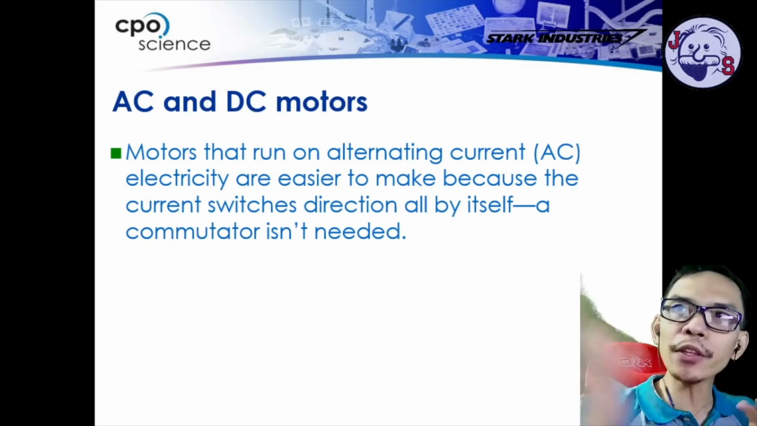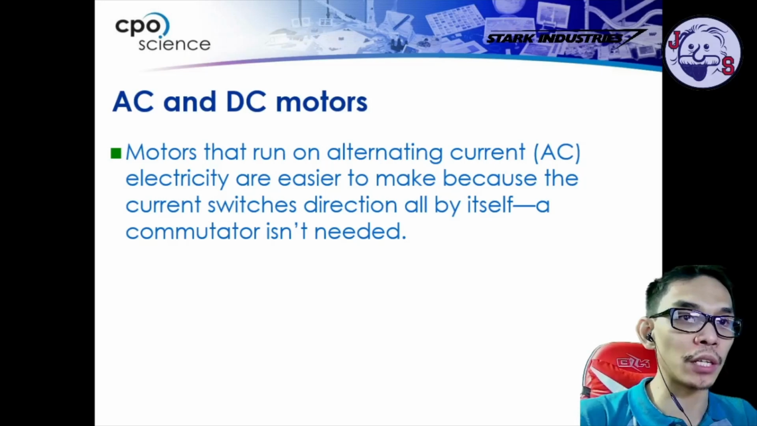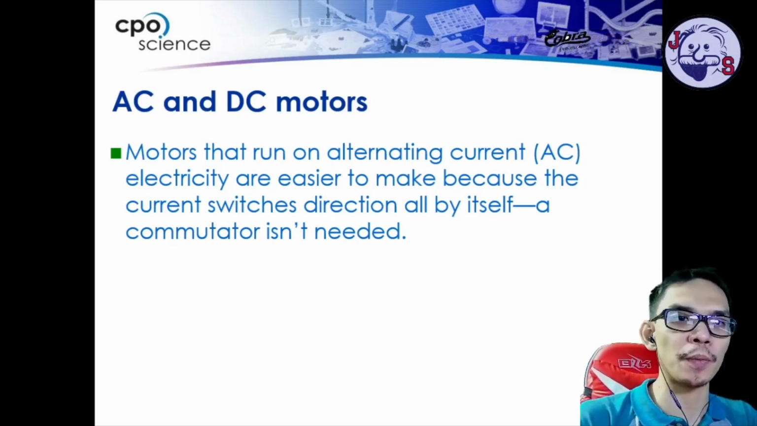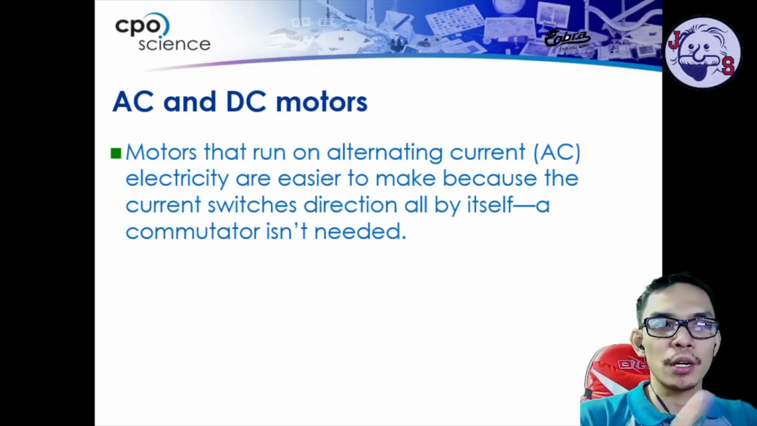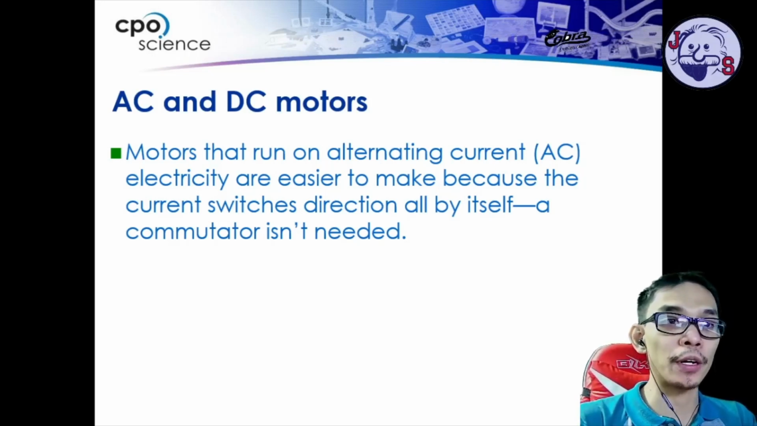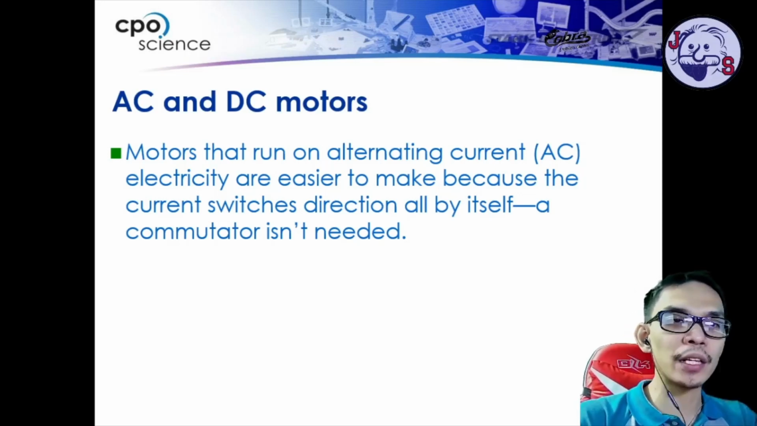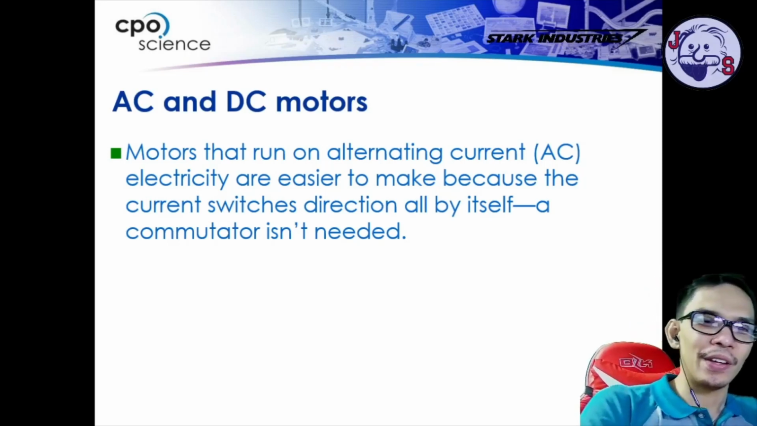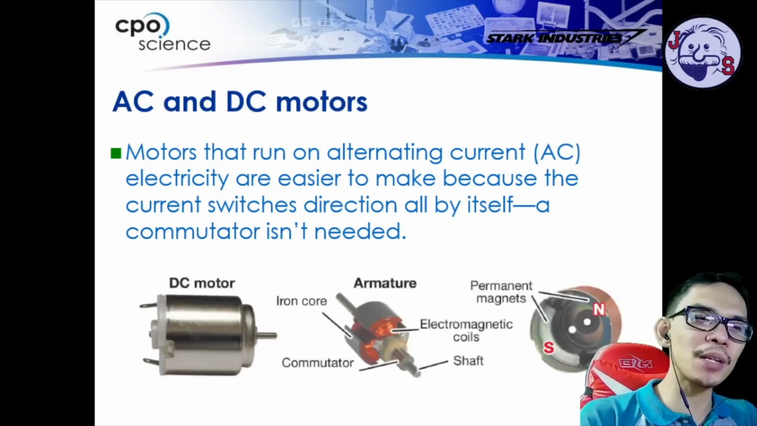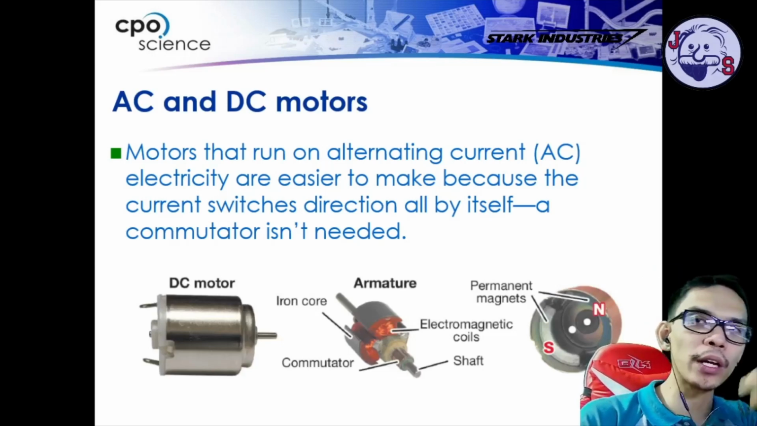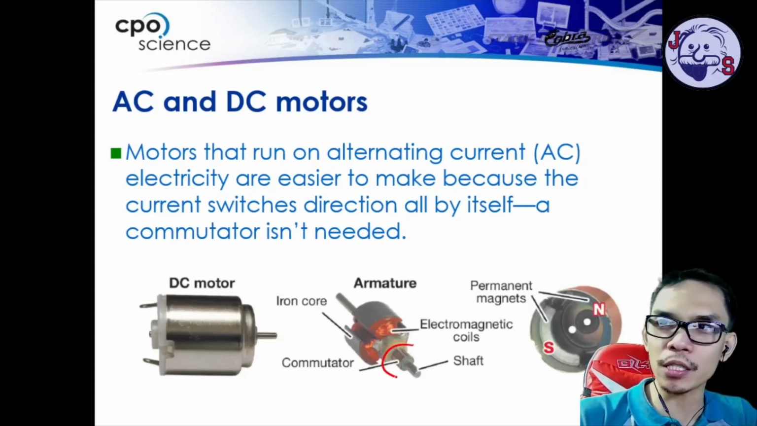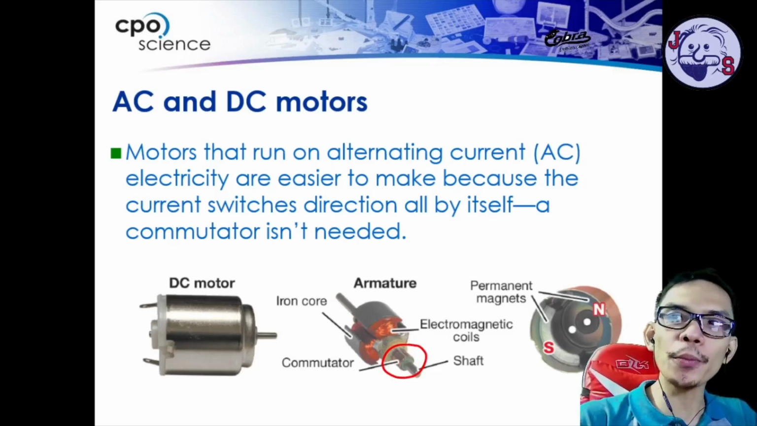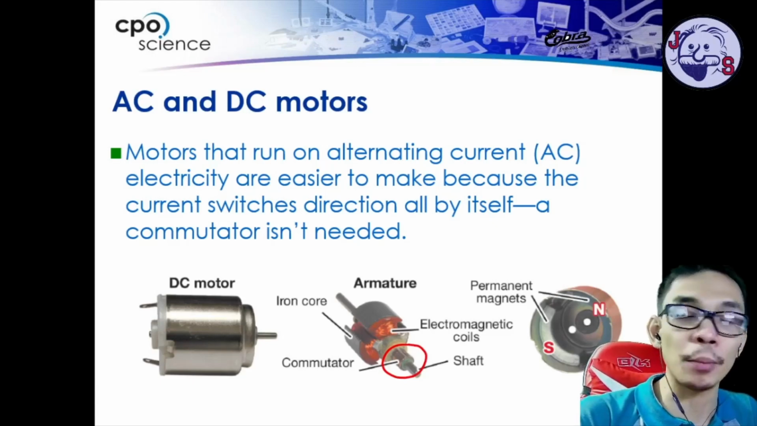Now, in an alternating current motor, there is no commutator, because the current itself is the one that can change the polarity of your magnetic field. The current itself is the commutator. So, that's the AC motor. While the DC motor requires a commutator. Now, where can we find the commutator in the DC motor? It is located here. The number of commutators depends on the number of electromagnetic coils.